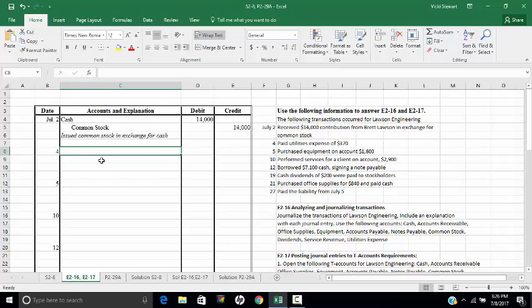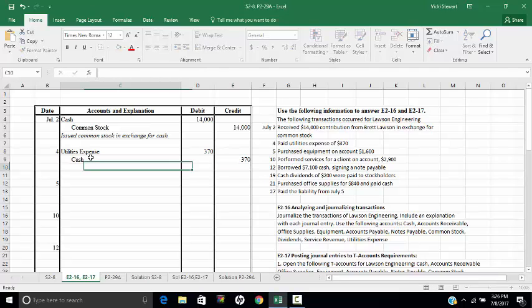On July 4th, it says that we paid utilities expense of $370, and our problem states that we have a utilities expense account. So expenses are debited, so we're going to debit utility expense for $370, and we're going to credit cash for $370 because it said we paid that. And our explanation is going to be paid utility expense.